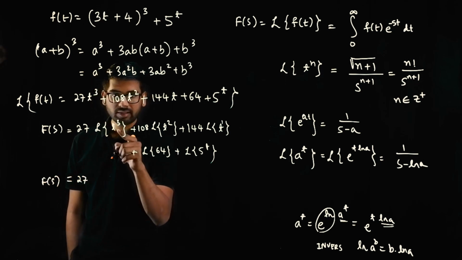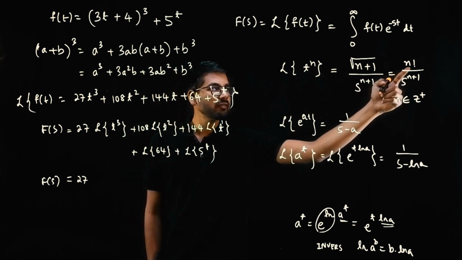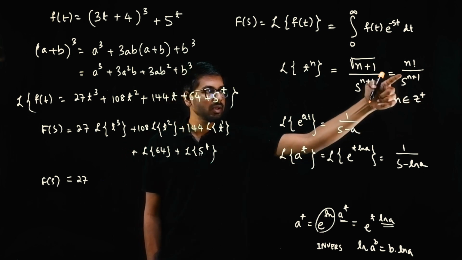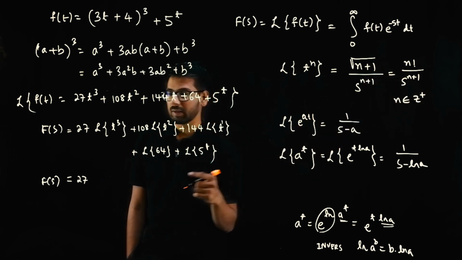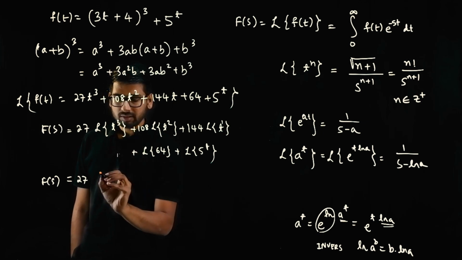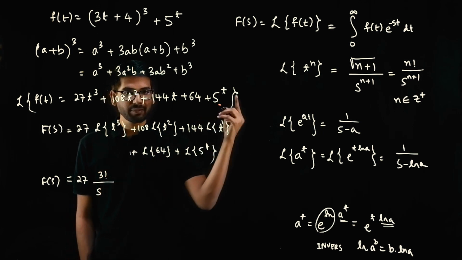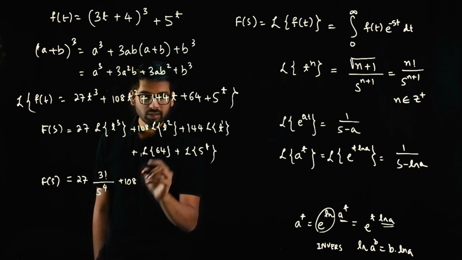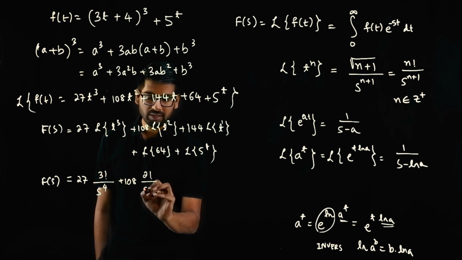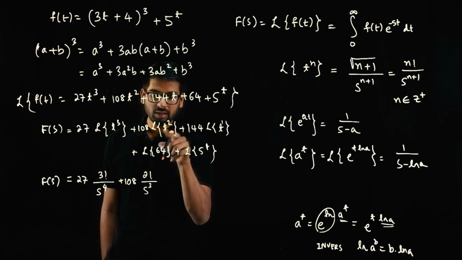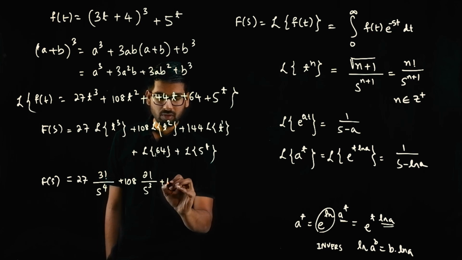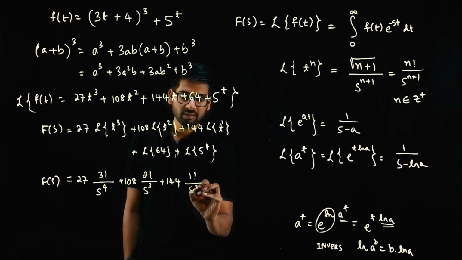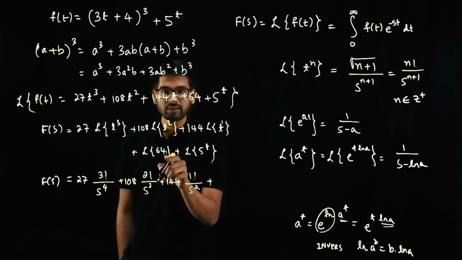Okay. So this f of s is now 27 as it is. For t cube, t power n means n factorial by s power n plus 1, and all the powers here are positive integers. So we will use this formula, n factorial by s power n plus 1. So n factorial means 3 factorial by s power n plus 1 means 3 plus 1, which is 4. Okay. So plus 108, t square means 2 factorial by s power 3. Whatever n is here, n factorial by s power n plus 1. Okay. Plus 144, t power 1 means 1 factorial by s square, plus 64.